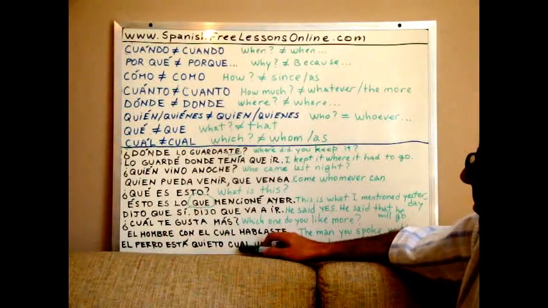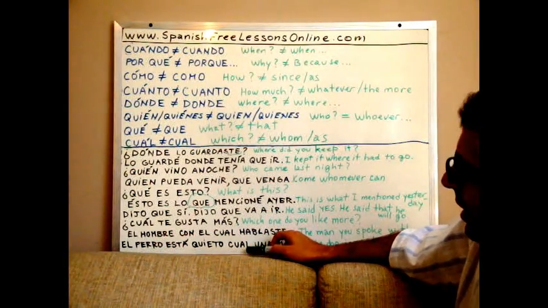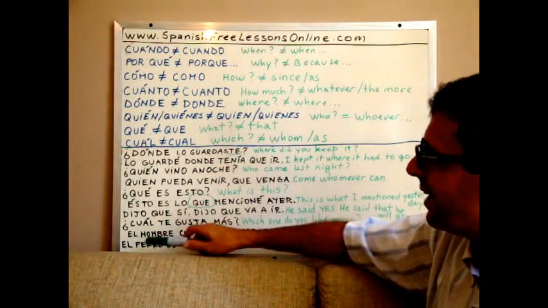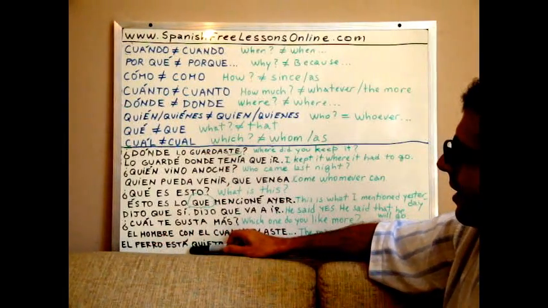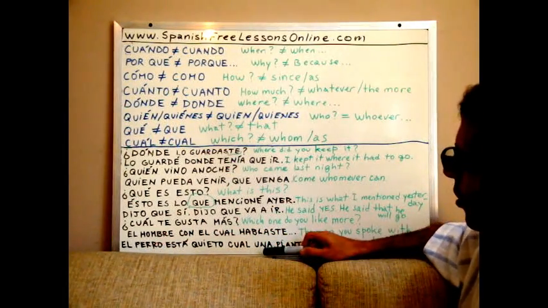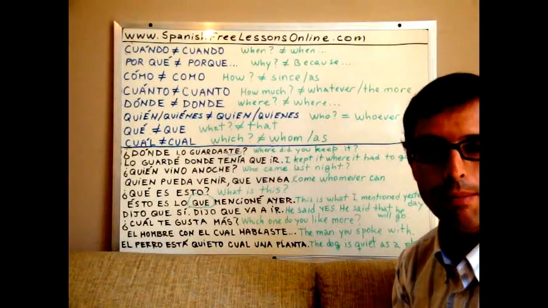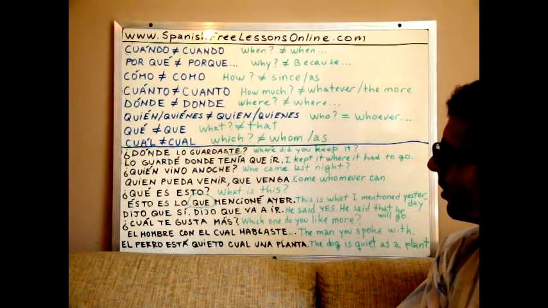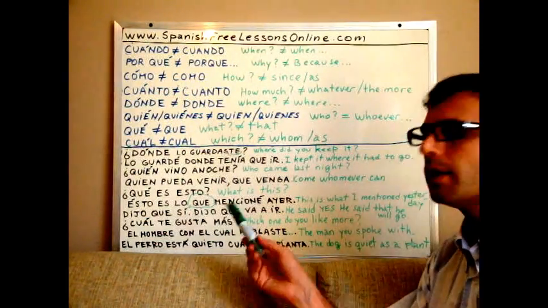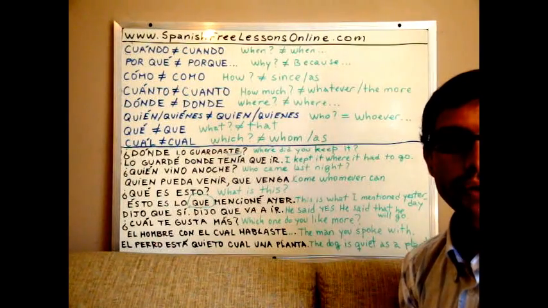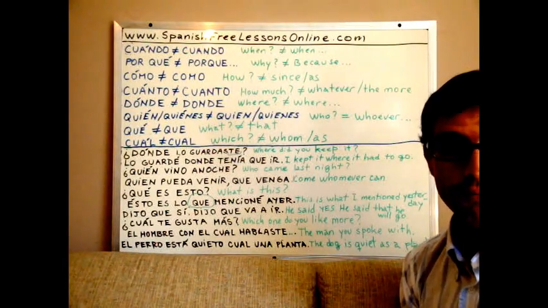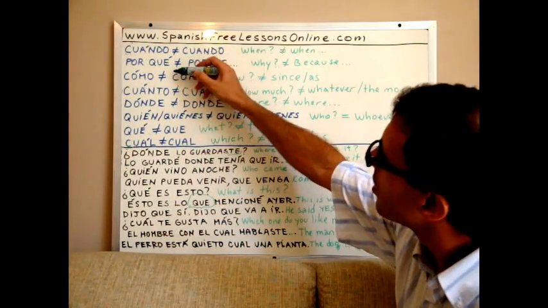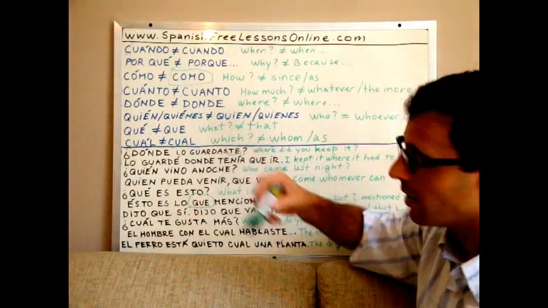And here, for example, we could perfectly replace the word cual with the word como, and we would say el perro está quieto como una planta. El perro está quieto como una planta. The dog is quiet as a plant. So both ways would be correct, using cual and using como, but most frequently we use como in all scenarios, right? So this one would be the most typical way of speaking and writing.